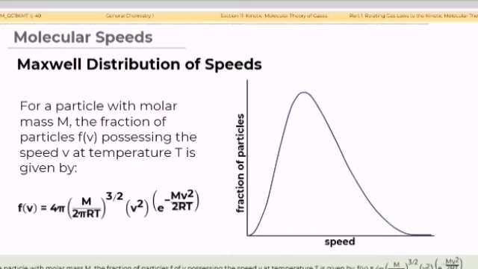For a particle with molar mass m, the fraction of particles f of v possessing the speed of v at temperature T is given by f of v is equal to 4 pi multiplied with m over 2 pi RT raised to the power of 3 over 2, multiplied by v raised to the power of 2, multiplied by e raised to the power of negative m v squared over 2 RT. The plot for this function is shown on the right.